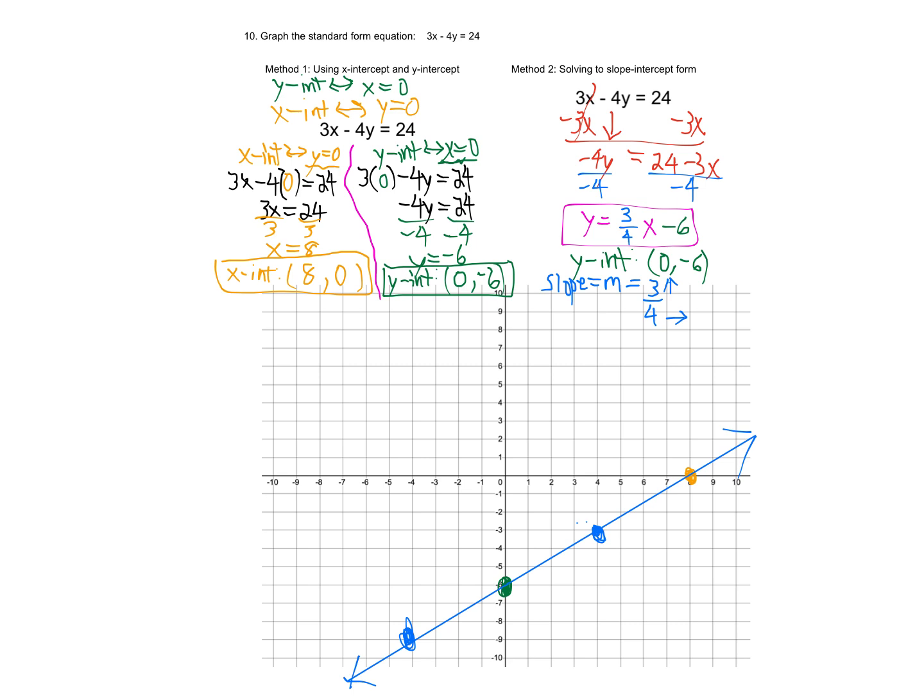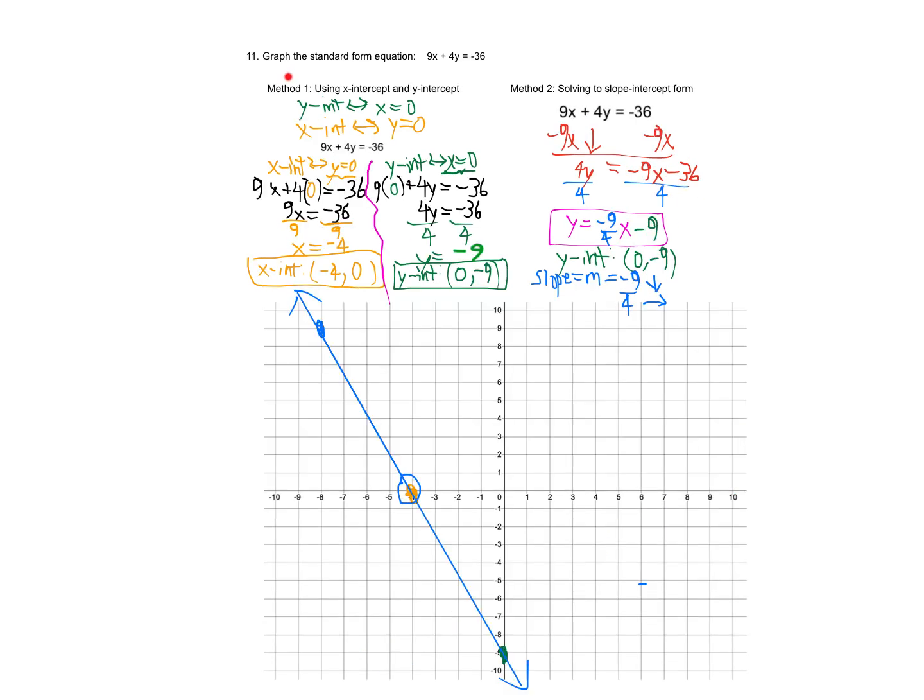Both methods work. I would say, for the most part, doing the slope-intercept form one is going to be more reliable. There's sometimes where the x-intercept and y-intercept will give you decimals or fractions, and it makes it hard to actually graph it accurately. But it is another option that you could use.